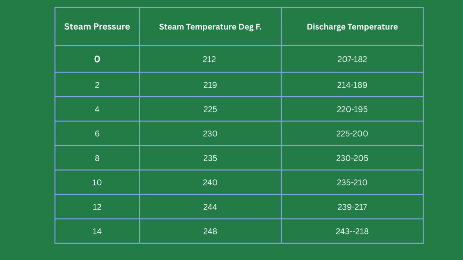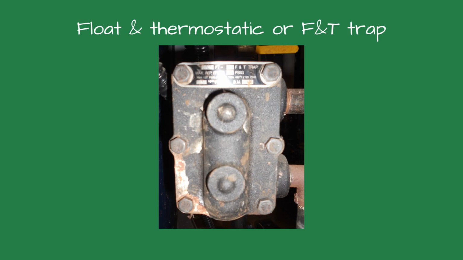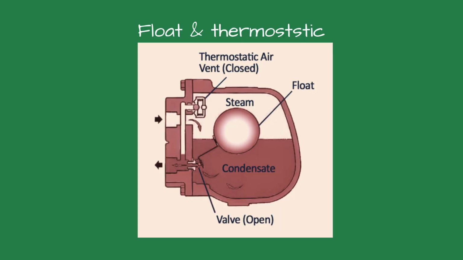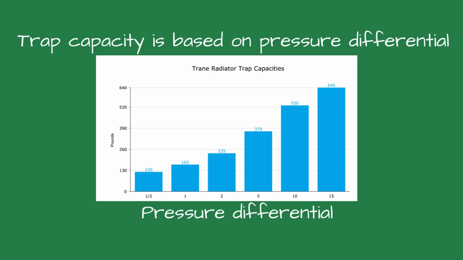The second type of trap is the floating thermostatic trap. It has a thermostatic element that allows air and non-condensables to flow around the system. It also has a float assembly used for removing the condensate. When the water level inside the trap rises, the float opens the valve and the steam pressure pushes the condensate out.